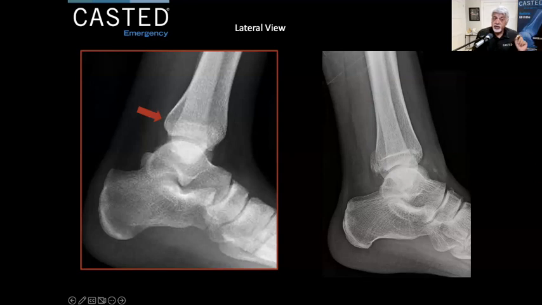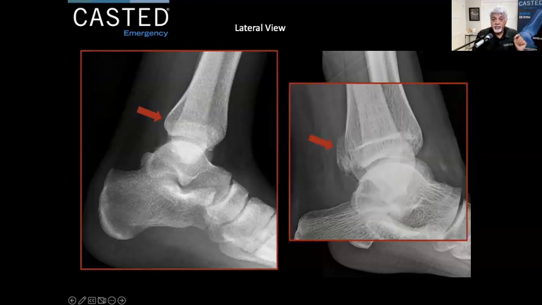In this case, if you look on the normal side, it looks fine. If you look on the affected side, on the case that we're talking about, there is a little fragment. This little fragment is called a posterior malleolus fracture. That's the posterior aspect of the distal tibia. This is sitting a little bit up. It actually is minimally displaced. It should be lower down. Sometimes it's more subtle. Sometimes it's undisplaced.